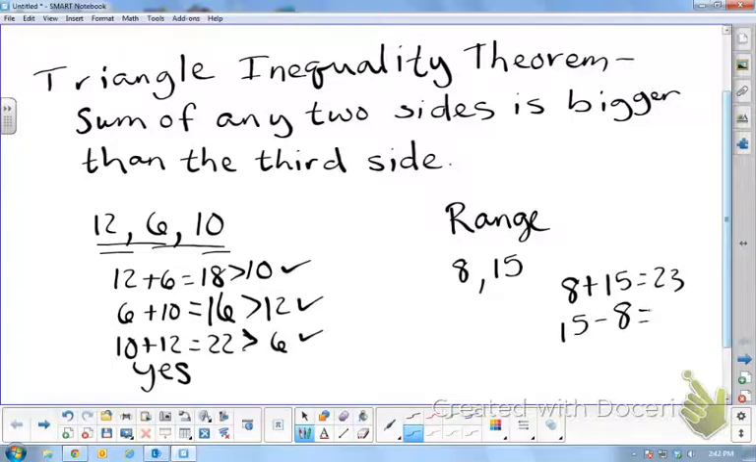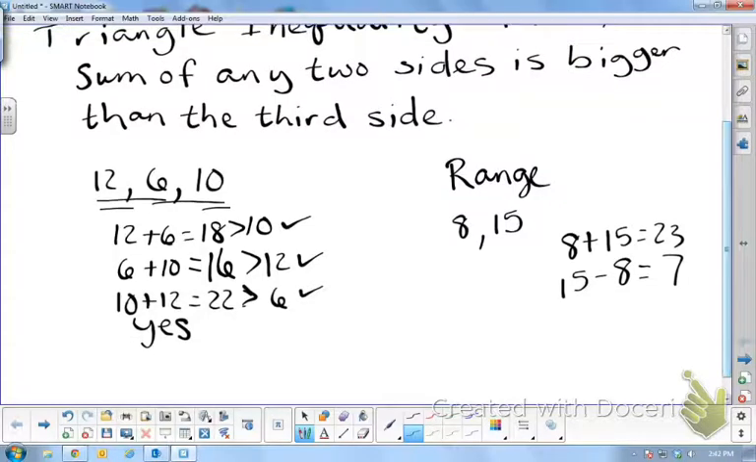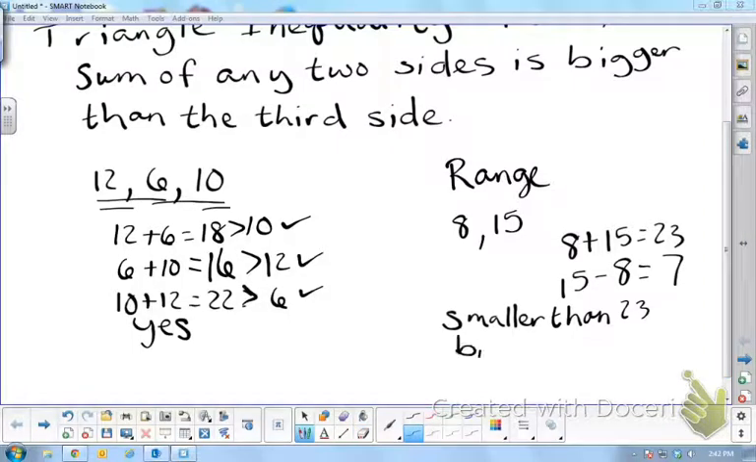And I subtract to find the smallest value. Sorry, smaller than 23, because 23 is the biggest. Smaller than 23, bigger than 7. I could use any values in between that to make a triangle. If I wanted my third side to be 24, that wouldn't work. If I wanted my third side to be 23, that wouldn't work. But if I wanted my third side to be 22, that would work because it's smaller than 23 and bigger than 7.